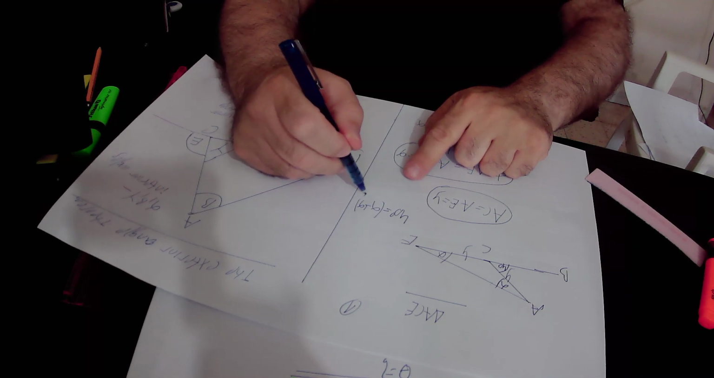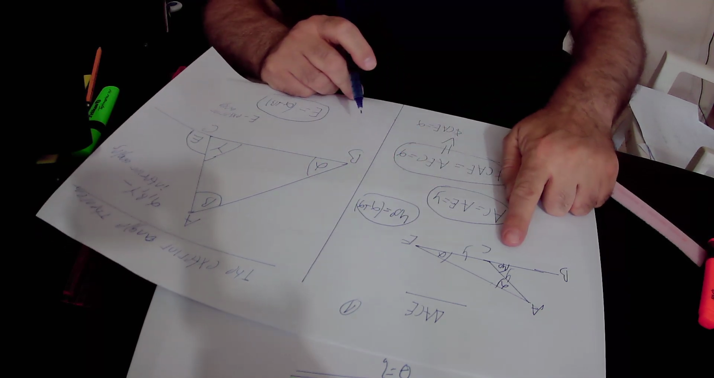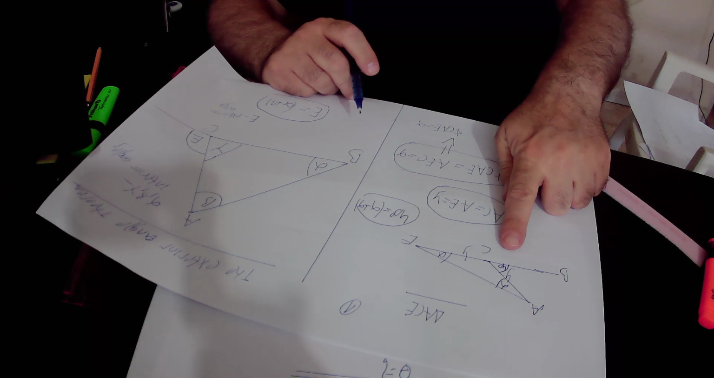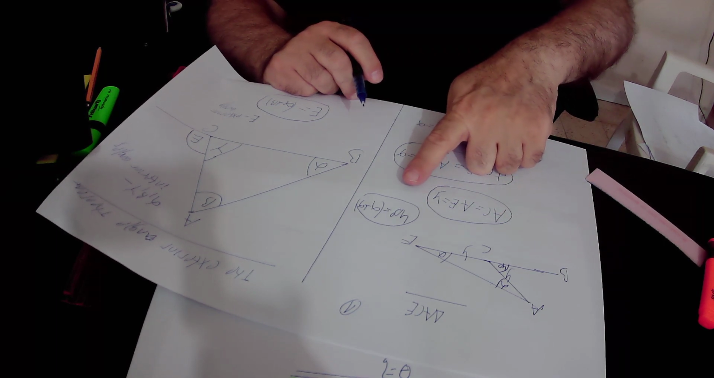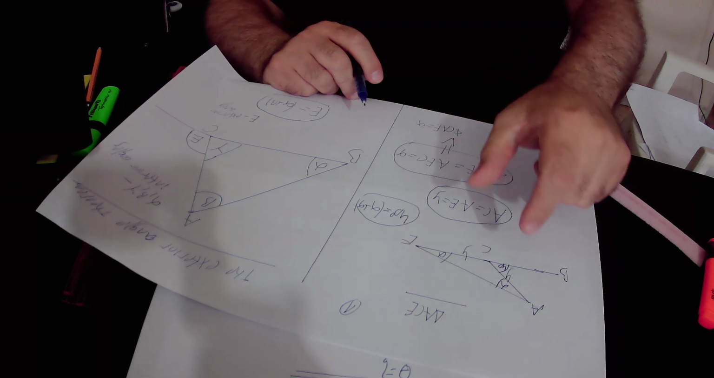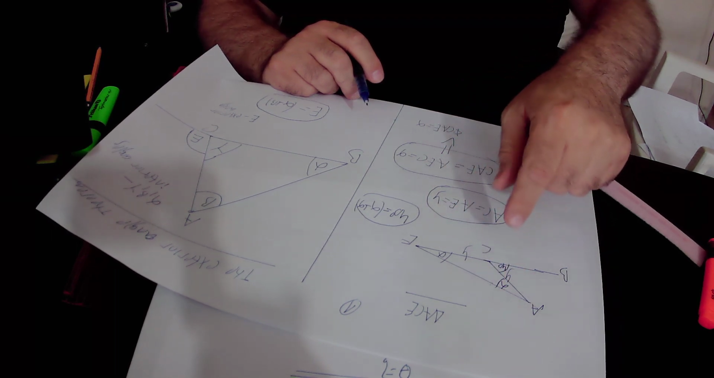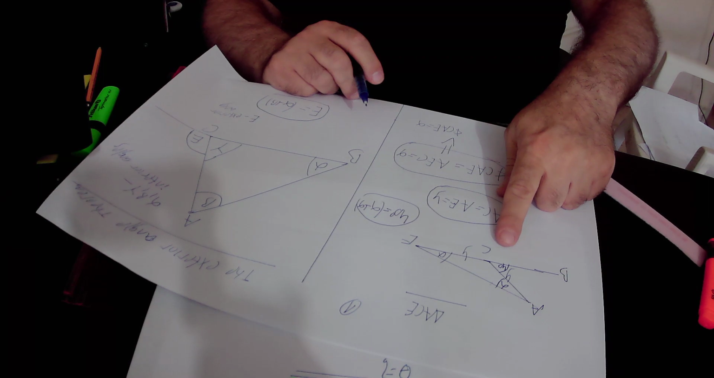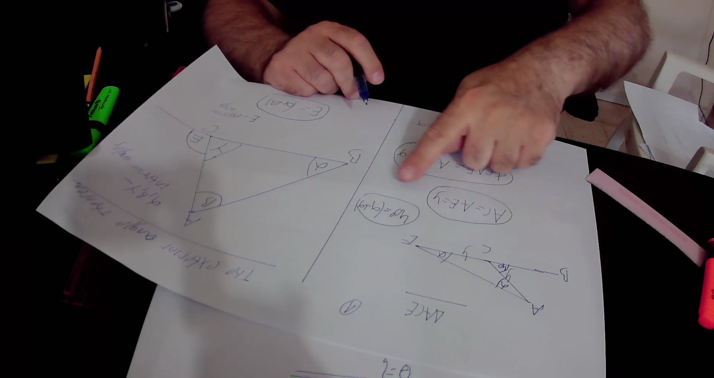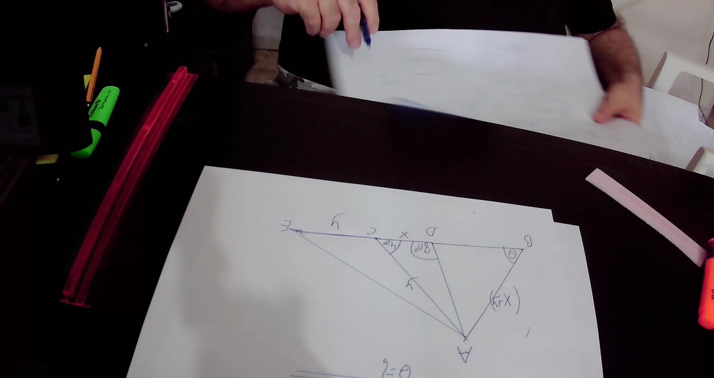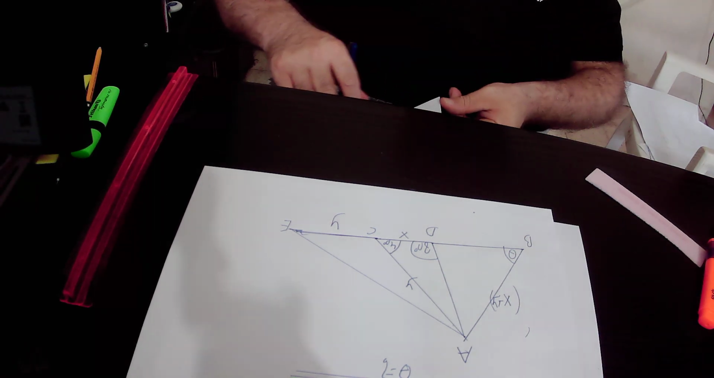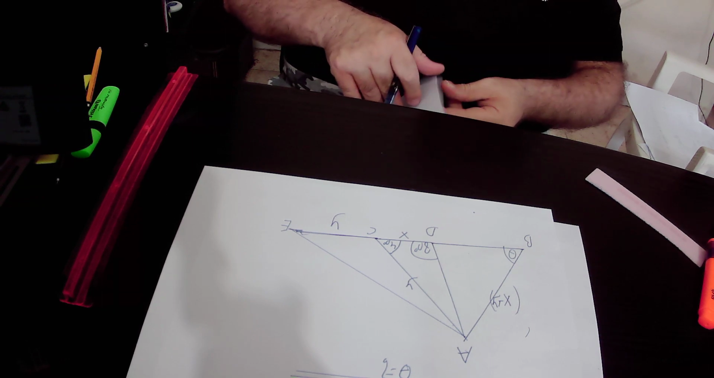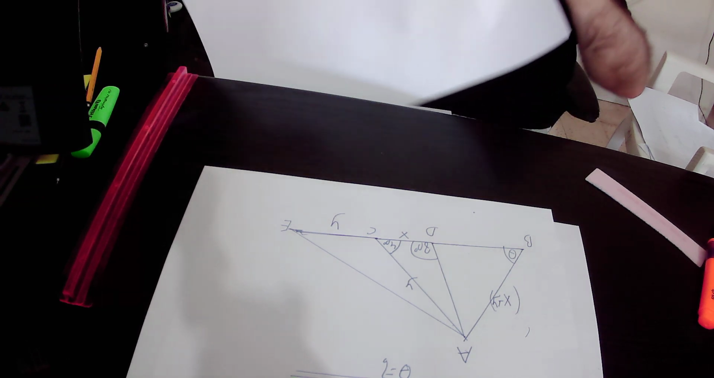According to the exterior angle theorem, this angle that is equal to 40 degrees, defined as the exterior angle of this triangle ACE, must be equal to the sum of the two interior angles that are not adjacent to it. Therefore, 40 degrees equals alpha plus alpha. So we found out that 40 degrees equals alpha plus alpha, according to the exterior angle theorem.